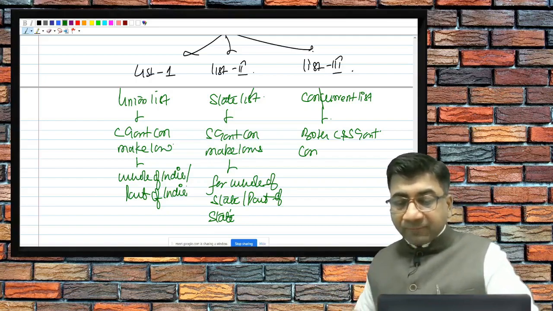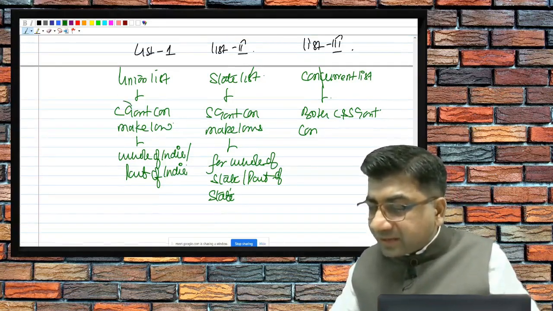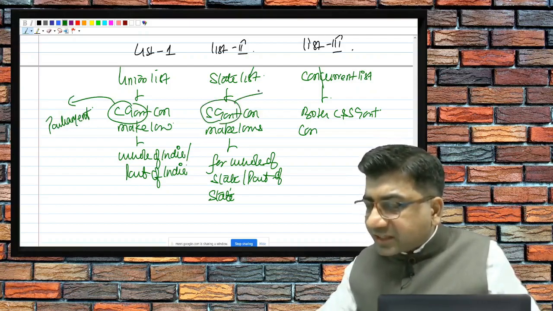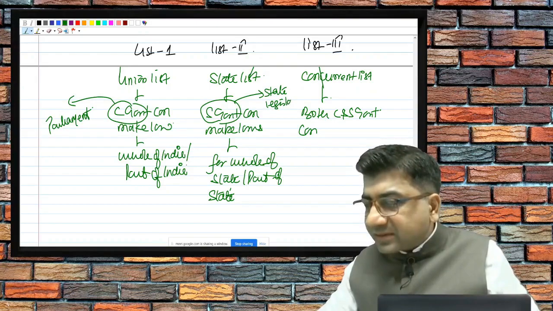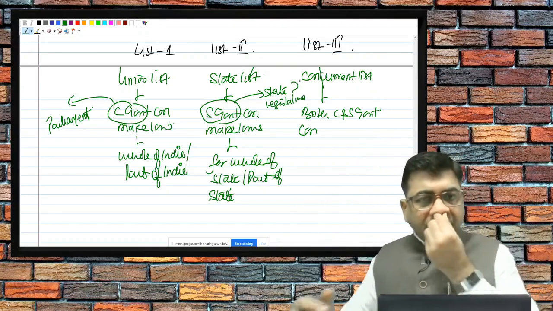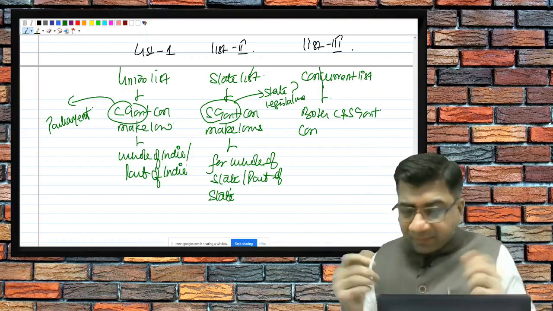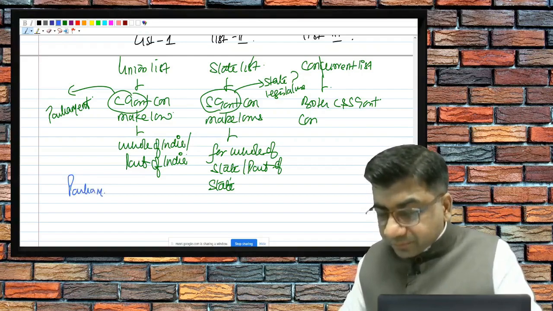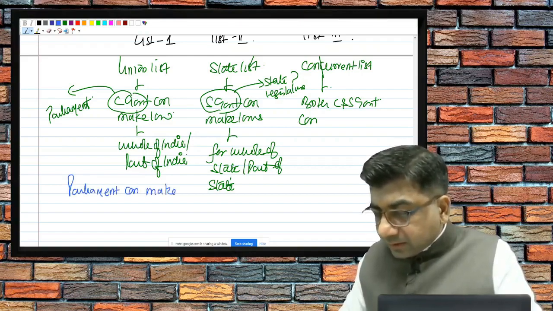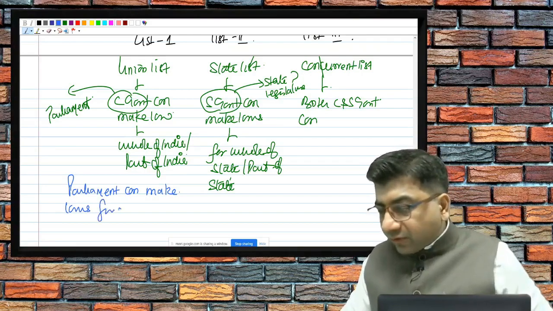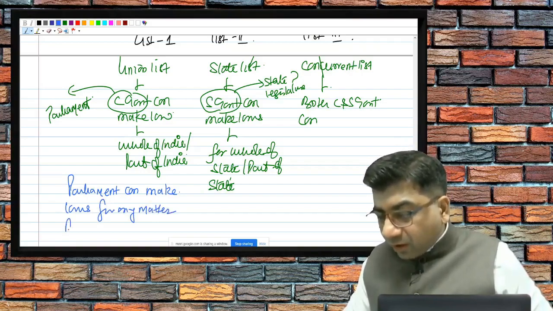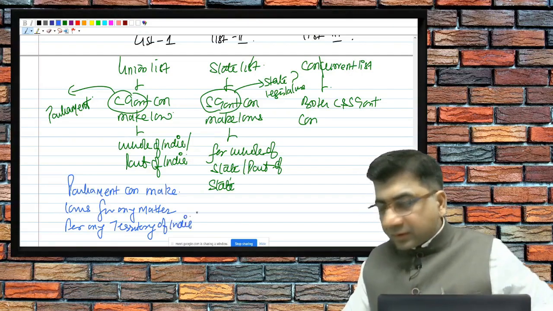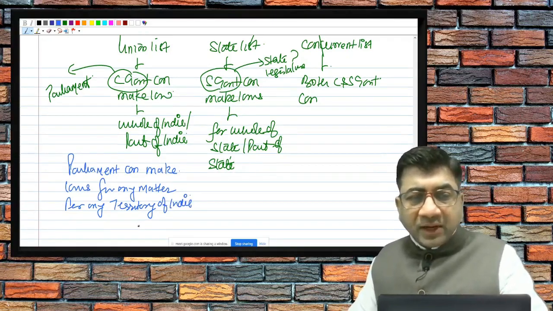One more thing. The central government means the Parliament, obviously. And the state government means the state legislature, the state assembly. Parliament is made by the MPs, whereas the state legislature is made by the MLAs. There is one more point: Parliament can make laws for any matter, for any territory of India.